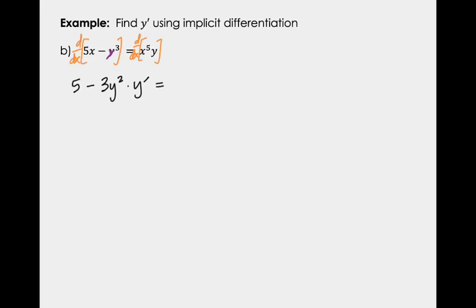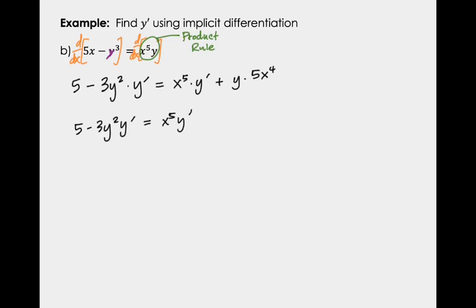All right, and then on the right, just like last time, we've got another product rule. Okay, so we're going to take the first times the derivative of the second plus the second times the derivative of x to the fifth, the first. Okay, and again, I'm just going to take a step to clean that up. I've got 5 minus 3y squared y prime, x to the fifth y prime, and then 5x to the fourth y.